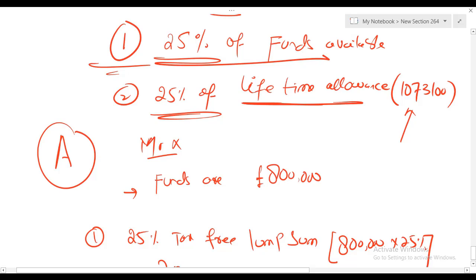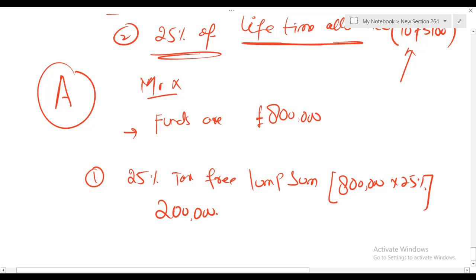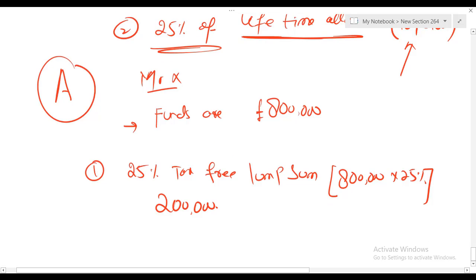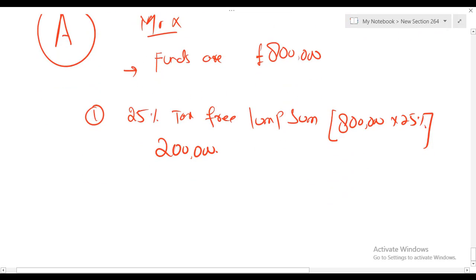Then it makes no sense to take 25% of lifetime allowance and take 25% of 800,000 and then compare which one is the lower amount. Obviously 25% of 800,000 is lower than 25% of lifetime allowance. So that is why I did not take 25% of the lifetime allowance, because the question is itself very clear. Number one, this individual is going to get a 25% tax-free lump sum of the funds available. If we take 25% of 800,000, it comes to 200,000. Now the question is, what about the remaining 75%, which is 600,000?